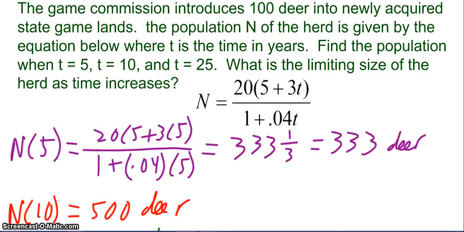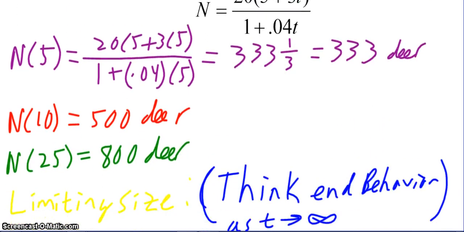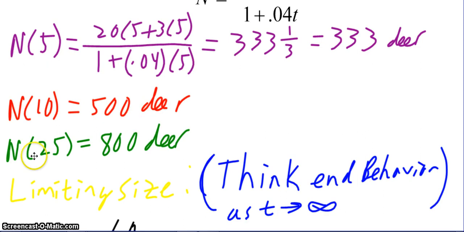Okay, so to find when T is 5, T is 10, and T is 25, we just plug in 5, 10, and 25. So I showed my work for the first one. You get 333 and a third. We can't have a third of a deer, so that's going to be 333 deer. When T is 10, I get 500 deer. When T is 25, I get 800 deer. Hopefully I did my math correct, and hopefully you did your math correct and got the same answers.